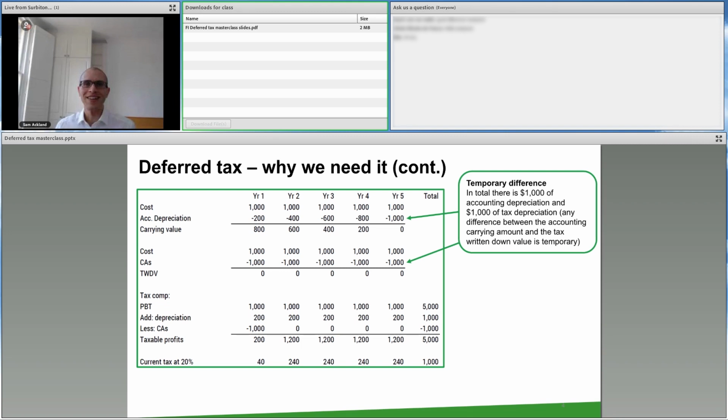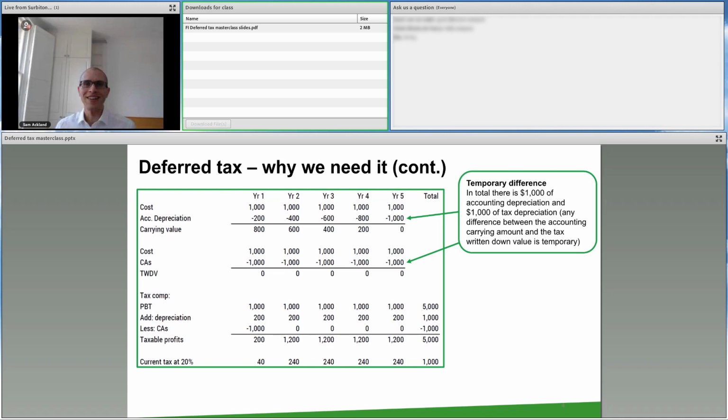So you can see what we have here is what's known as a temporary difference. In total, there is 1,000 of accounting depreciation and 1,000 of tax depreciation. Any difference between the accounting carrying amount and the tax written down value of the asset is only temporary. You can see that by the time I get to the end of year 5, the carrying amount of the asset is 0 and the tax written down value of the asset is 0. So they both match after the end of year 5, but obviously before that there is what's known as a temporary difference between those two values.